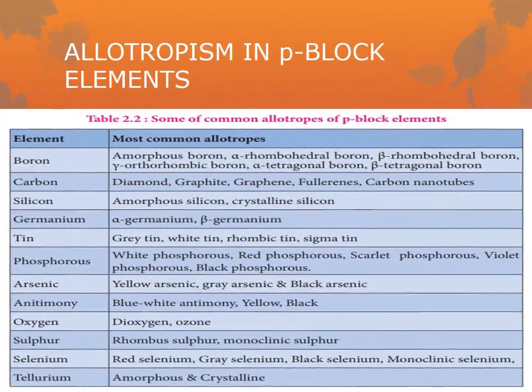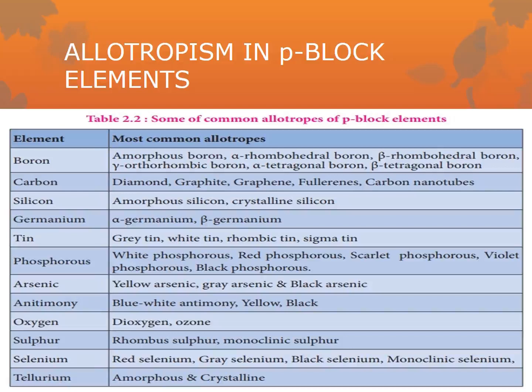Now, what is allotropism in p block elements? Some elements exist in more than one crystalline form or molecular form in the same physical state. For example, carbon exists as diamond and graphite. This phenomenon is called allotropism. In Greek, allos means another and trop means change, so another change, and the different forms of an element are called allotropes.